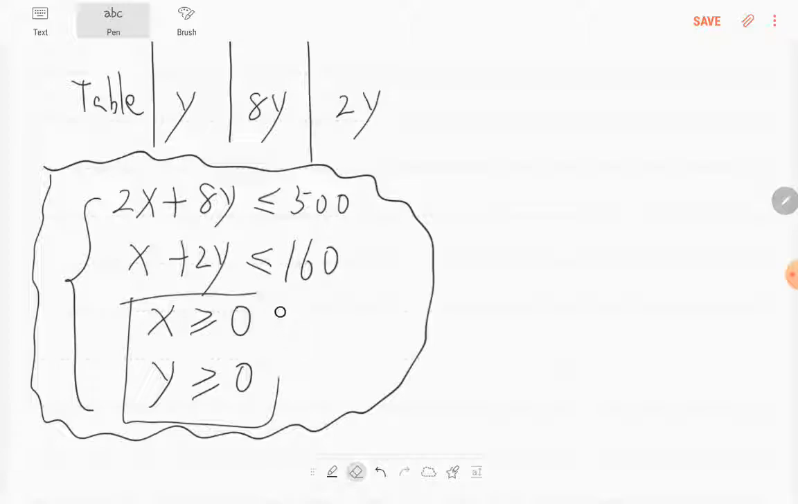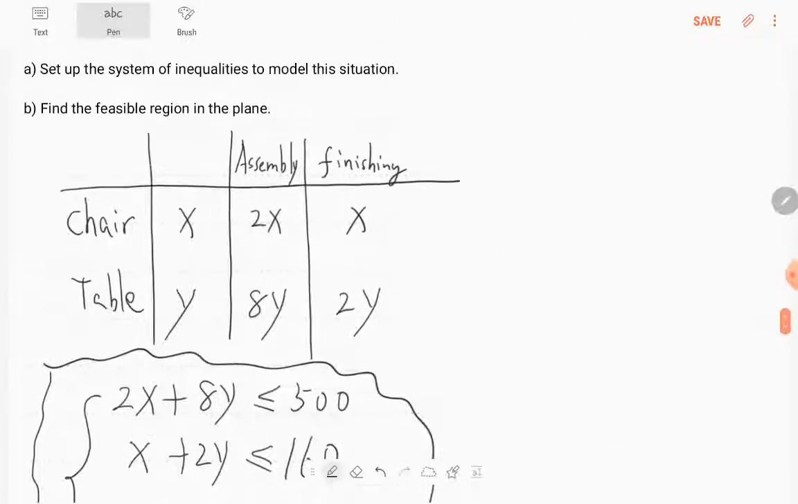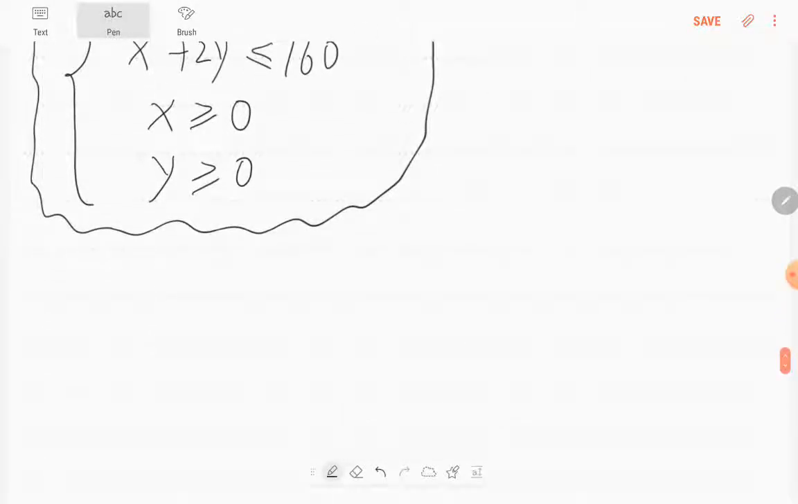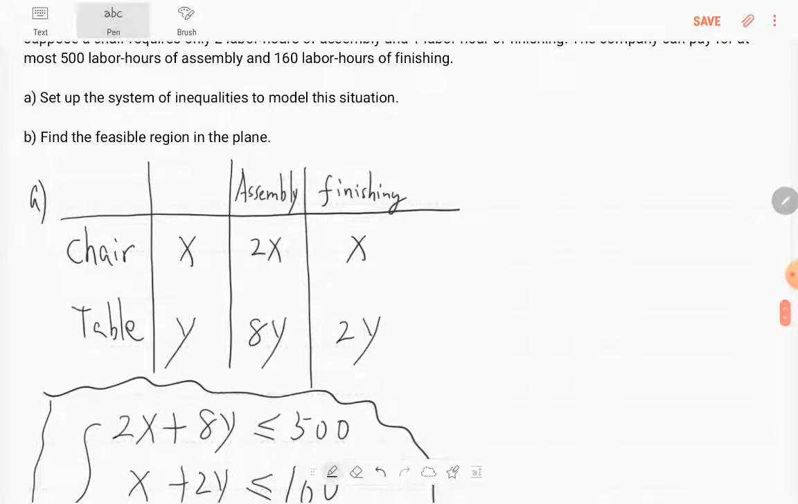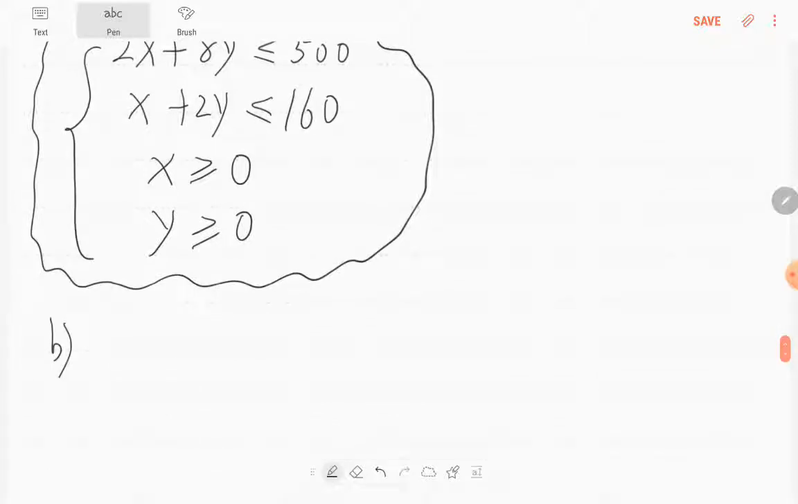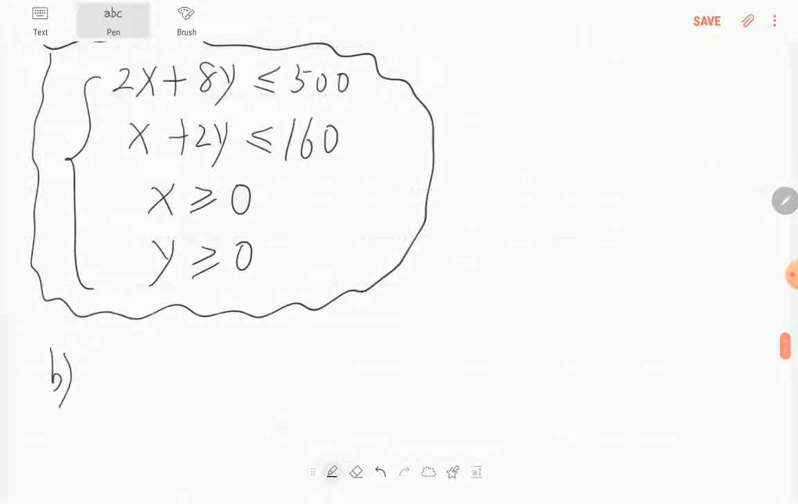Okay, let's erase this box. Okay, so this is the problem. So this is the part A. So sometimes use a table to help you to understand this problem. Okay. Problem part B. Find a feasible region in the plane. Feasible region means the solution region for this system of linear inequalities.